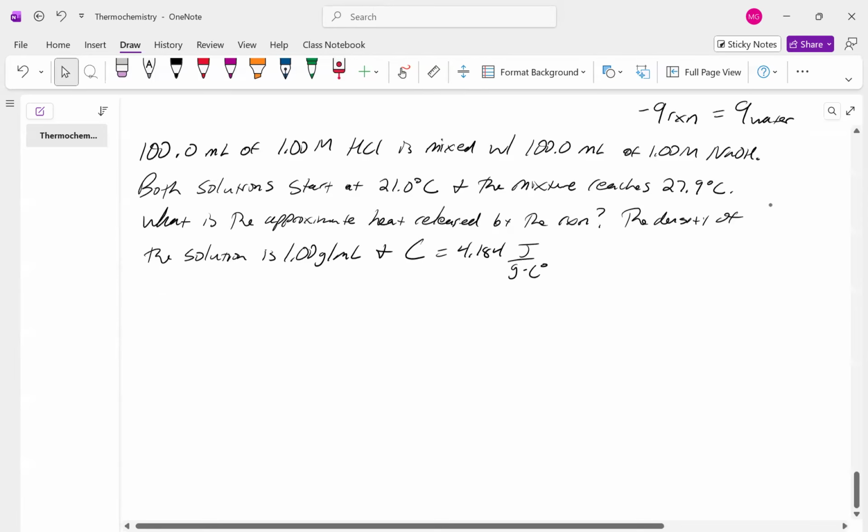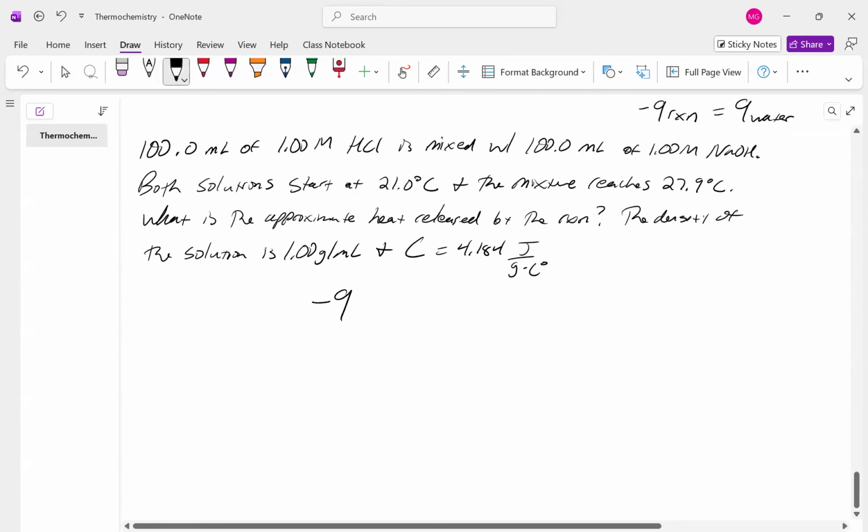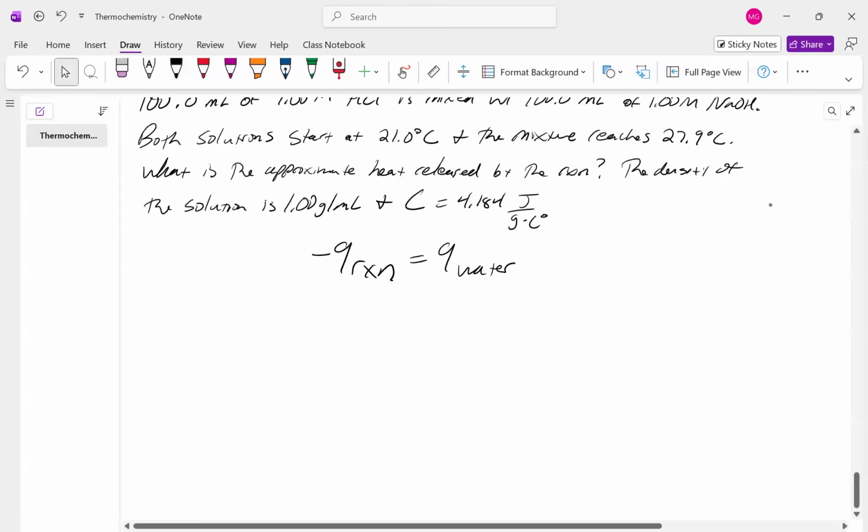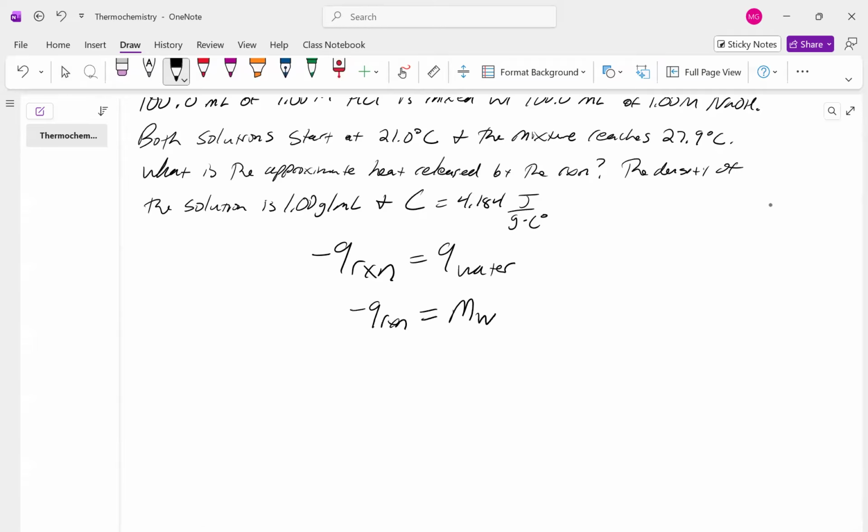So what we are going to find here is how much heat was released by the reaction. And we know we can use the heat gained by water to figure that out. So we're going to solve for the Q of reaction. And so we need the mass of the water, specific heat capacity of water, and the change in temperature of water.